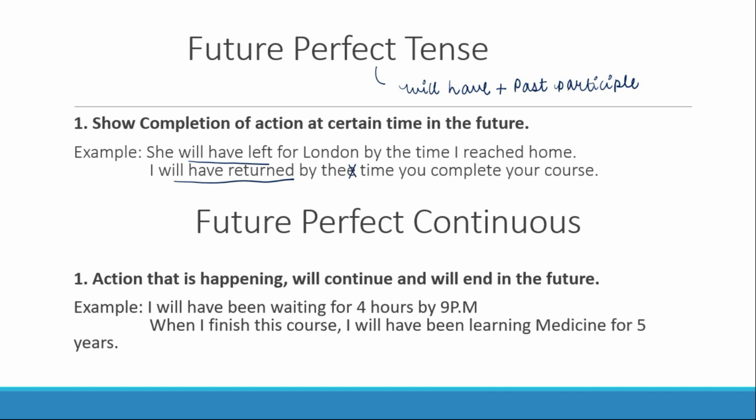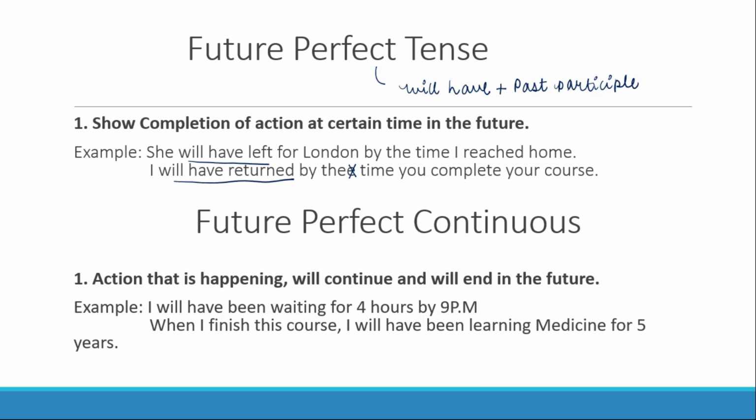Future perfect continuous is used when that action is happening, will continue in the future and for some time, and then only it will end. So this is future में वो action end होगा. ये future में वो action थोड़े time के लिए continue होके फिर end होगा. Let's look at an example.